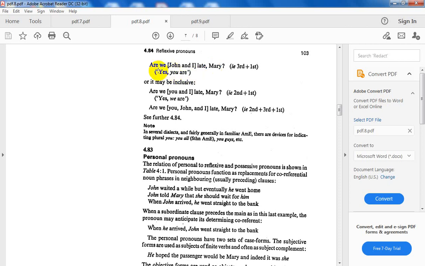Say what? Yes you are, for example. Or maybe inclusive. How do we include the addressee? Saying are we you and I. طبعا you is the second and I is the first. يعني هسه المجموعة ما تتكون أنا دا أحكي وياك وأنا السبيكر. يعني المجموعة تتكون من two persons or more than two maybe.